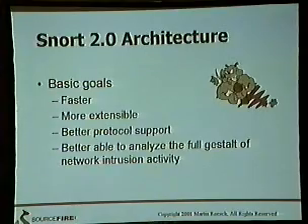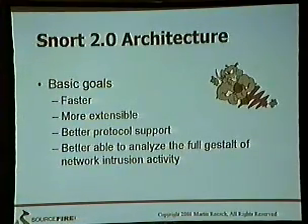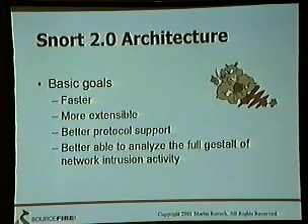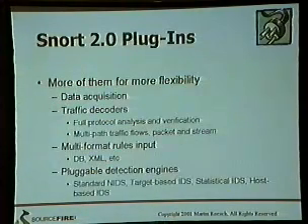So we're going to try to make Snort as fast as we possibly can as a software system. We're going to make it more extensible. There's going to be more places for plugins. It's going to have better protocol support. We're going to be able to support protocols that it currently is a real hassle to look at. And I use my 25-cent word here. We're going to be better able to analyze the full gestalt of network intrusion activity, right? We want to be able to analyze all aspects of network intrusion activity. We'd like to be able to analyze things like host-based intrusion activity as well. So we're going to see if we can write Snort 2.0 to do those sorts of things.